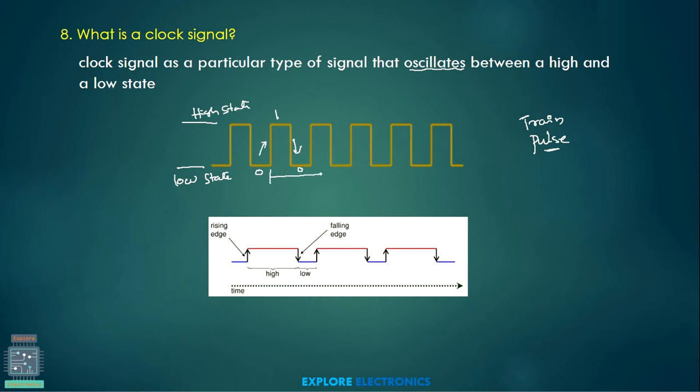So this will be called a period. Here you can see a rising edge. We say this is a rising edge when there is a transition from 0 to 1, and a 1 to 0 transition we call a falling edge. Some sequential circuits are going to behave at the positive edge of the clock signal, which we say is a rising edge, or at the negative edge of the clock signal, or we say the falling edge.